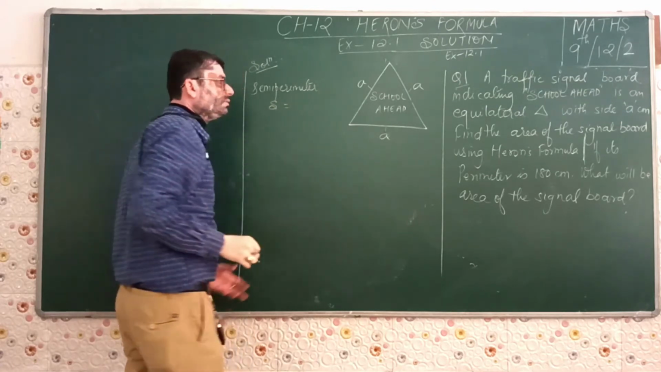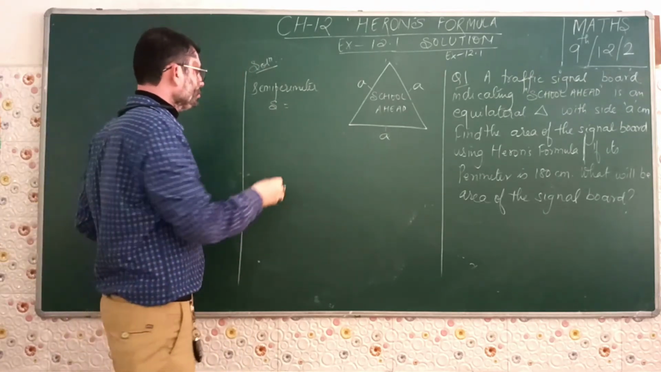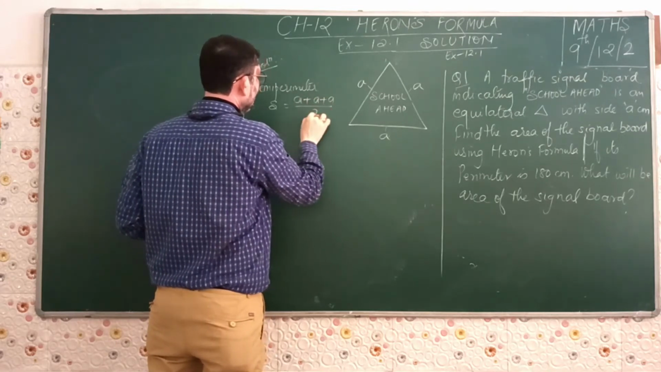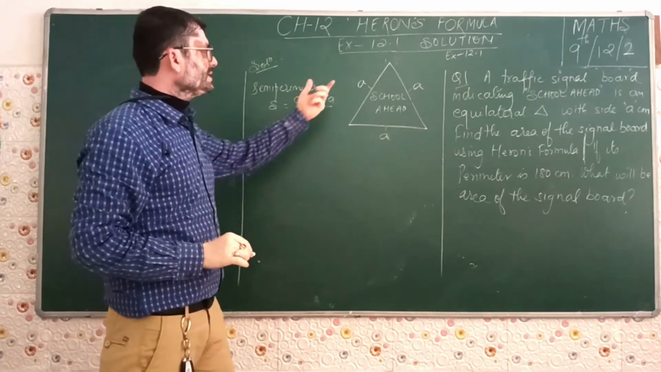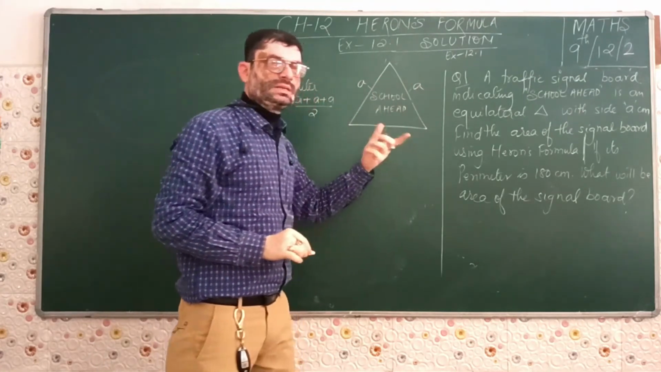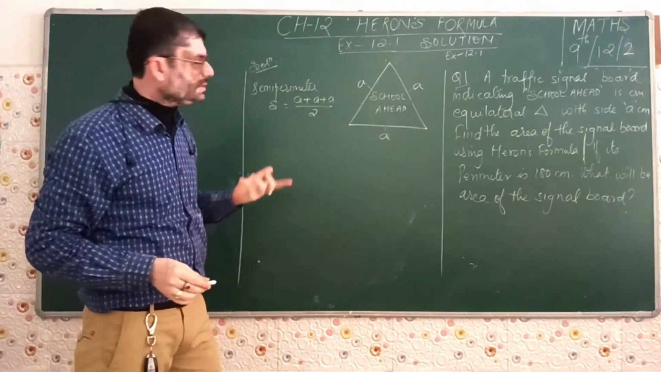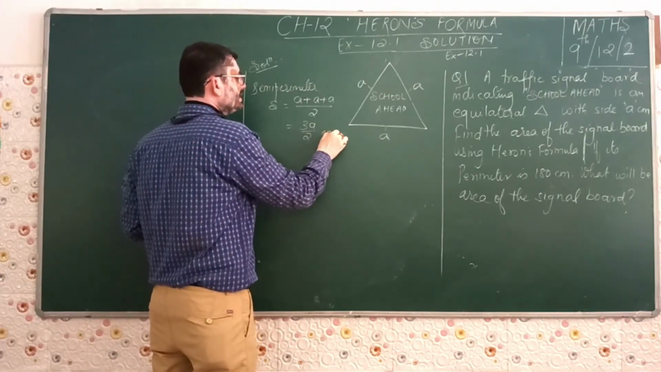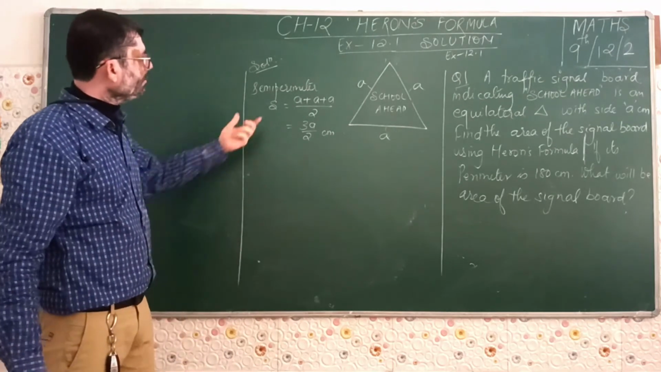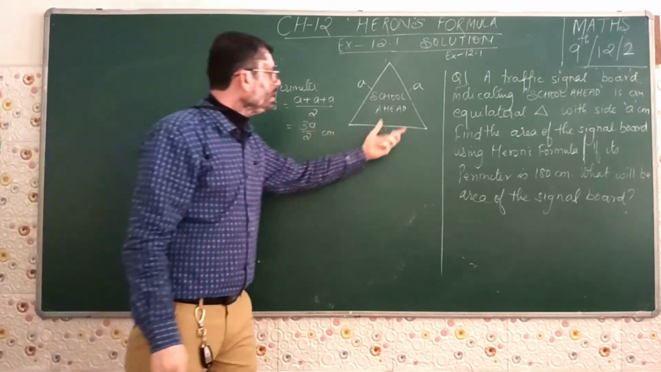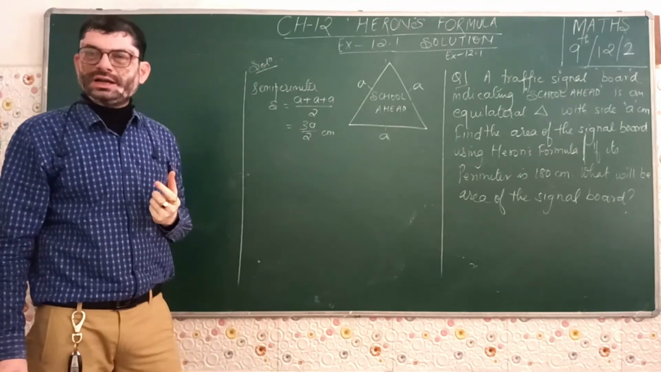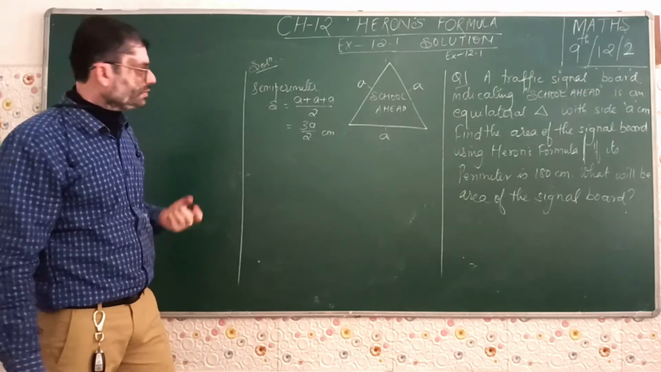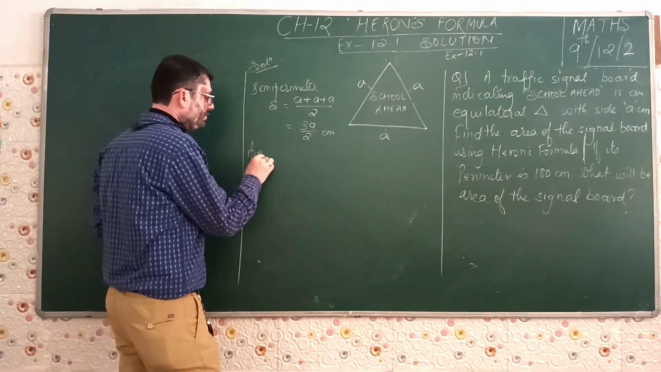S is equal to the sum of all the three sides divided by 2, and the sides are all equal, so A plus A plus A by 2. It would have been written as A plus B plus C by 2, but since all are the same, this is A plus A plus A by 2, so this is 3A by 2 centimeters. Now we have all the three sides of the triangle. Now we will be finding the area of the triangle using Heron's formula. And what is given by the area of the triangle?